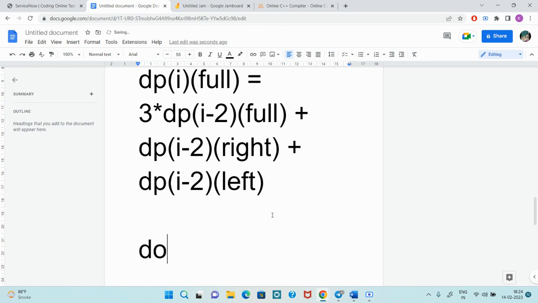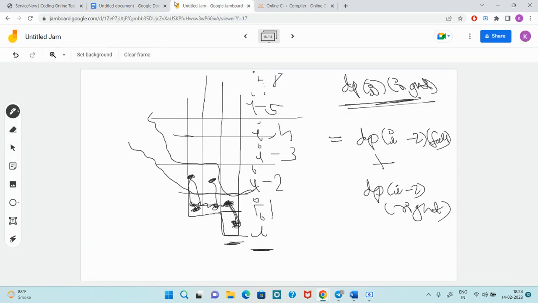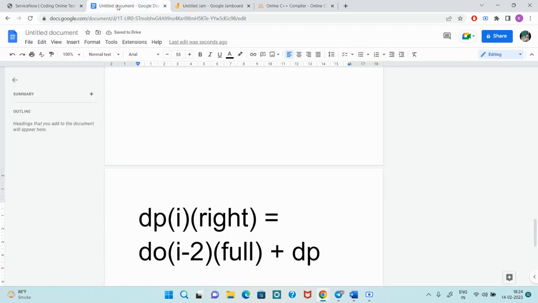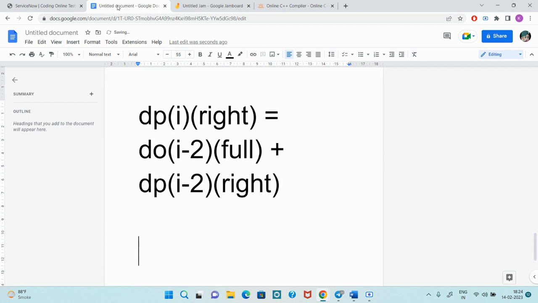Similarly, we can calculate dp of left. So dp of I right is nothing but dp of I minus 2 full plus dp of I minus 2 right. These are our different dp states. Now guys, using the same method, दिखती बात है यार, राइट का है तो लेफ्ट का भी सेम ही होगा, दोनों का स्ट्रक्चर सेम है, बस इसमें राइट में एक बम्प है, इसमें लेफ्ट में एक बम्प है.